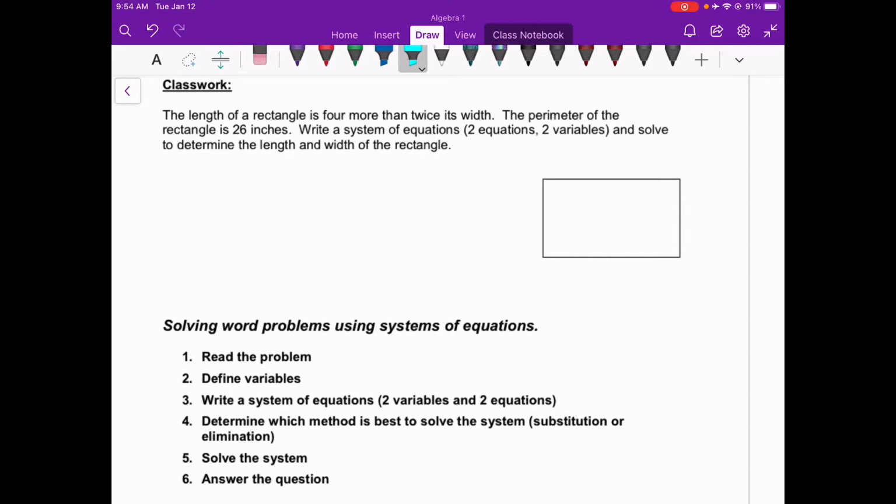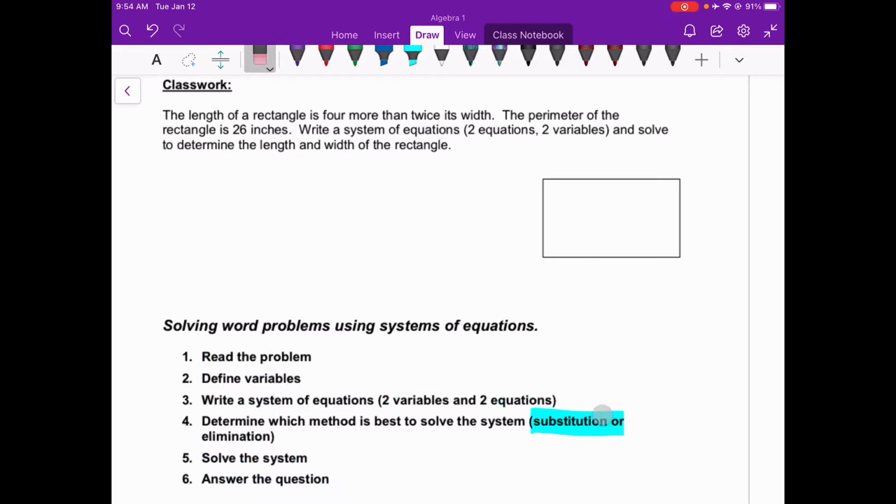So the steps involve, first, reading the problem, of course. Second, defining your variables, which usually happens at the end of the problem. You can underline the last sentence, and that usually gives you your variables. You're going to write your system with two variables and two equations. You're going to either choose elimination or substitution to solve. You'll solve for x and y, and you'll answer the question.